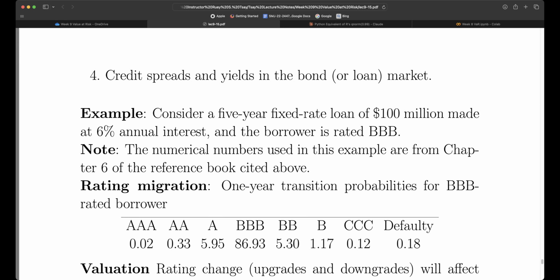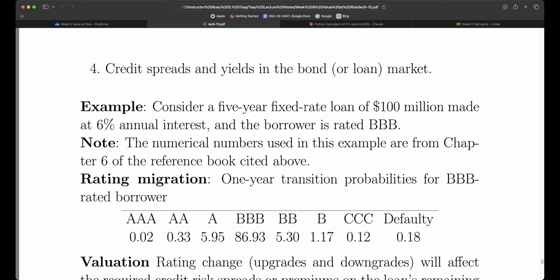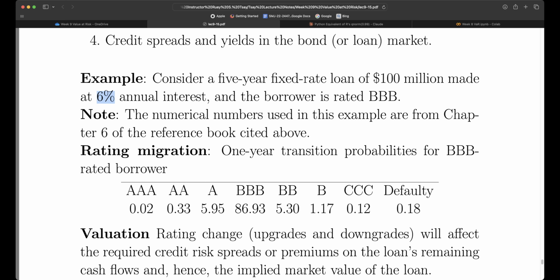For example, consider a five-year fixed rate loan of $100 million made at 6% annual interest, and the borrower is rated BBB. The numerical numbers used in this example are from chapter 6 of the reference book cited above, on rating migration. The one-year transition probability for a BBB rated bond is something like that. With almost 87%, it remains as BBB.